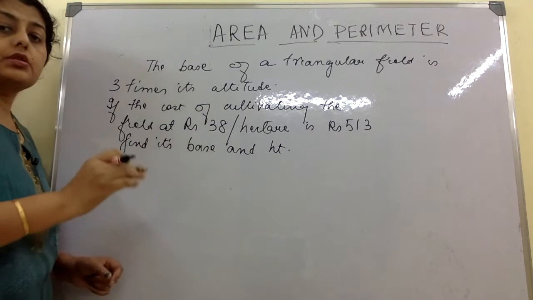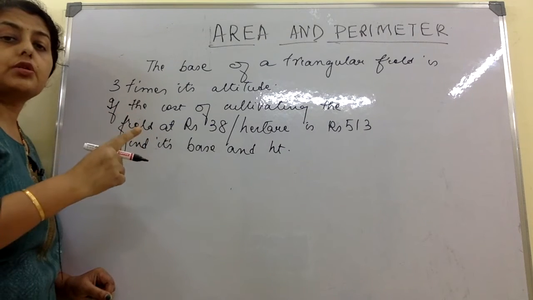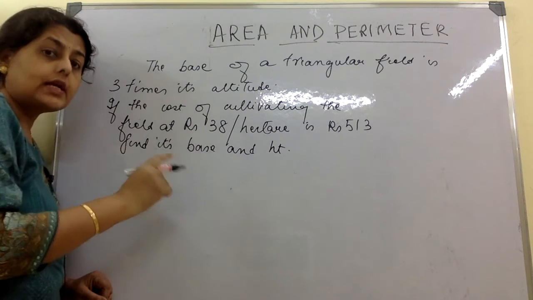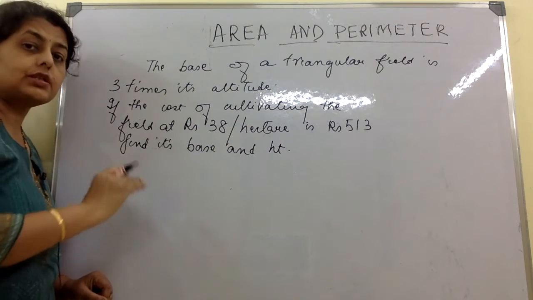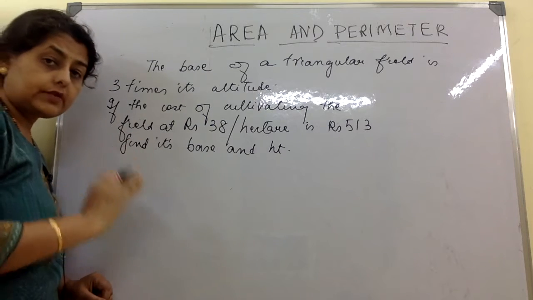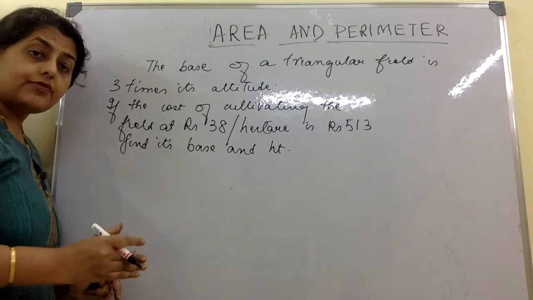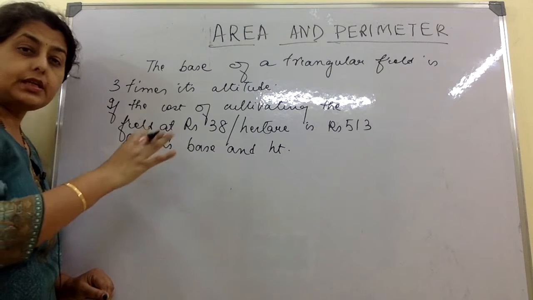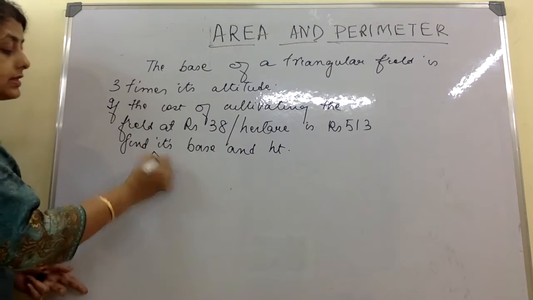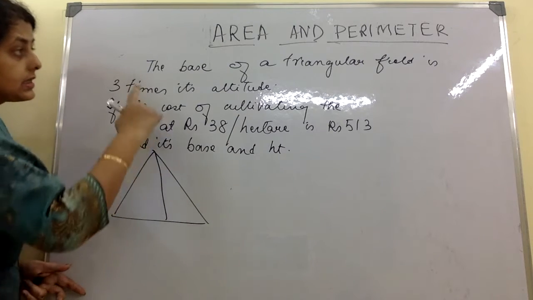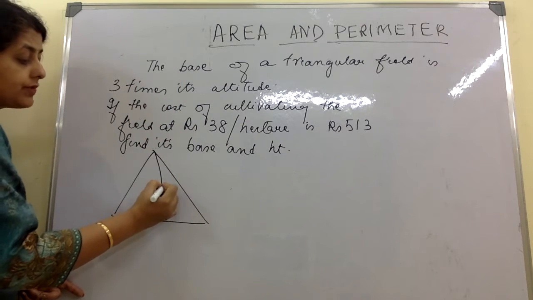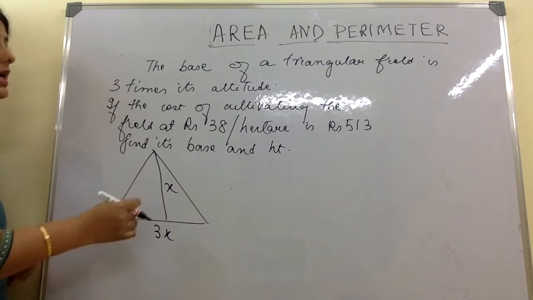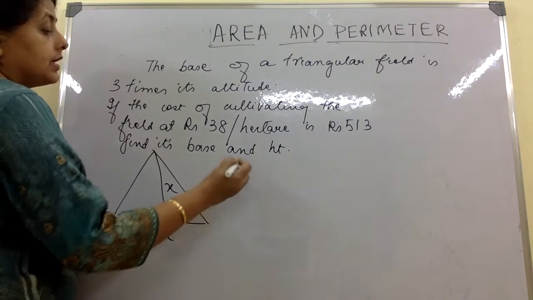Now, in this question, the base of a triangular field is 3 times its altitude. Cost of cultivating is rupees 513. Find its base and height. In this question, they have not given us the base or the height. They are asking for them, but what they have given us is the money taken to cultivate. If I take this as the triangle and the base is 3 times the altitude, if the altitude is x, then the base is 3x. That is the relation they have given us. Let us now find the area.